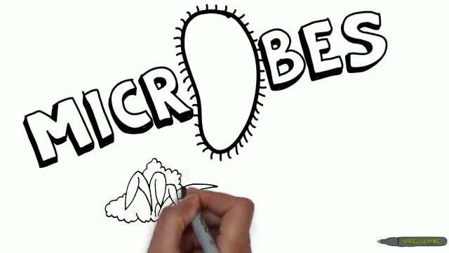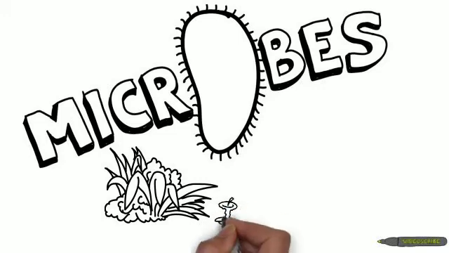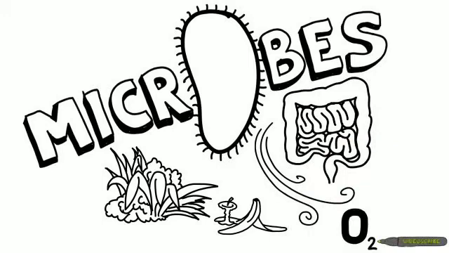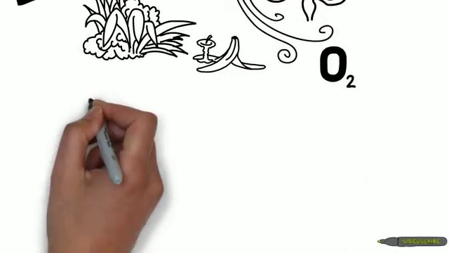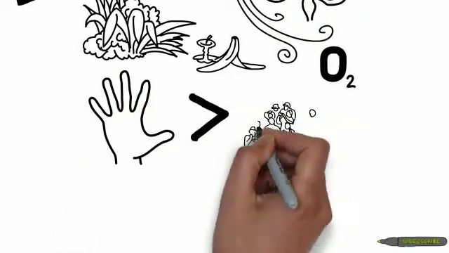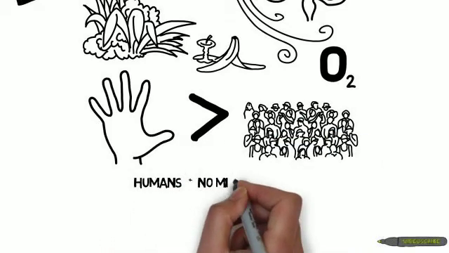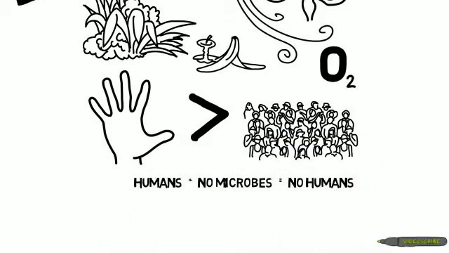Without them, plants couldn't grow. Garbage wouldn't decay. We wouldn't have enough oxygen to breathe, and we wouldn't be able to digest food. There are more of them on your hand right now than there are people in the world. We cannot see them, yet we humans would not be able to survive without microbes.